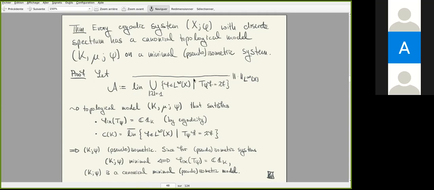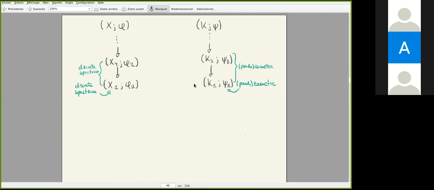And that's the entire proof. Now, we are in the following situation. So we have these two different types of towers. We have the towers for distal ergodic systems on the left-hand side, which we see in the Furstenberg-Zimmer structure theorem.